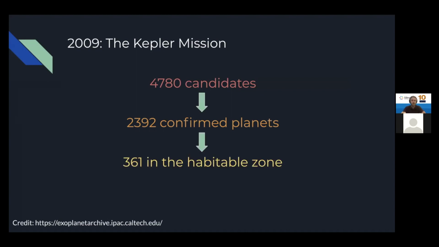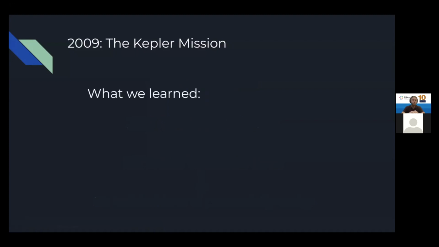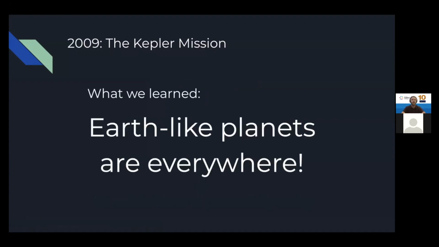Of those, we found that 361 are in this habitable zone. And out of those 361, we've also determined that 60 are habitable and potentially rocky. So they're small enough that they could also be rocky like the Earth. In other words, our primary lesson from the Kepler mission is that Earth-like planets are everywhere. It doesn't take many systems for us to look at before we find an Earth-like planet.